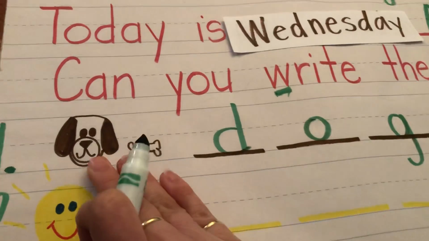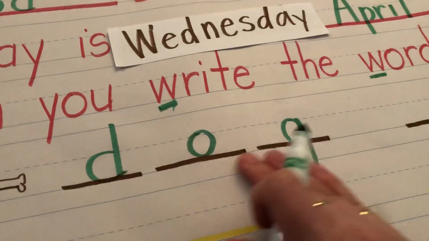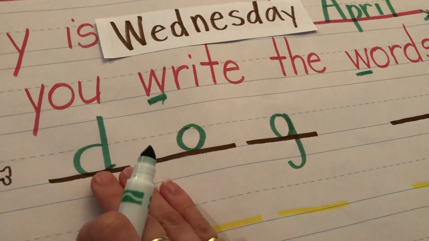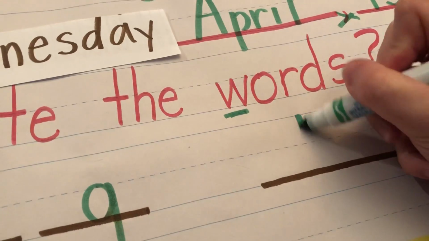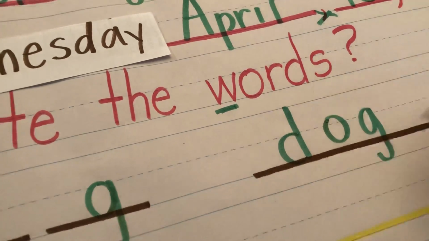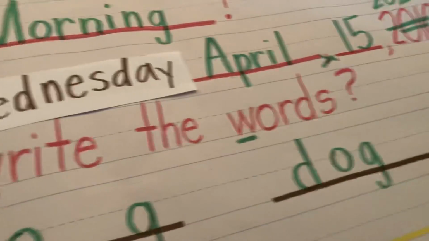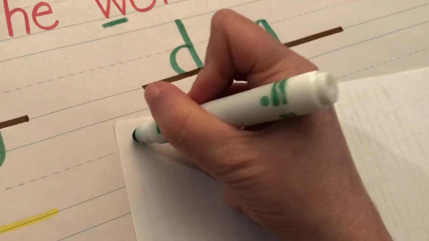Okay, so we have the picture of the word dog. We said the word dog. We sounded it out and wrote it. D, ah, g. Now let's write the word together. D, O, G. And I have an extra piece of paper here. I thought I might try to write a sentence about dogs. So that was number 1.